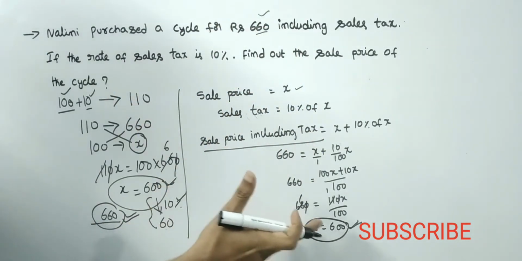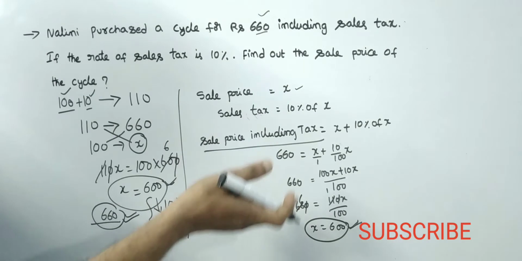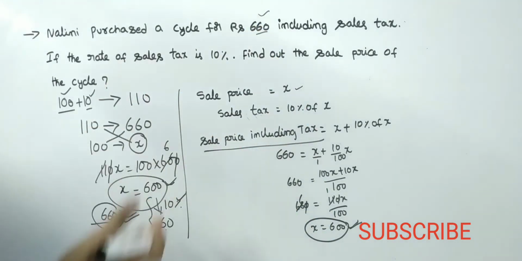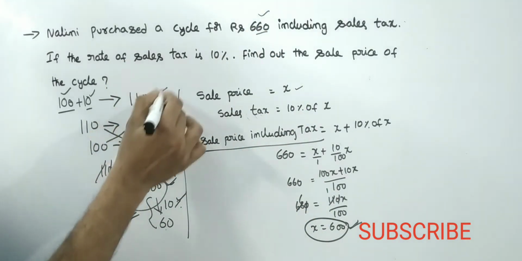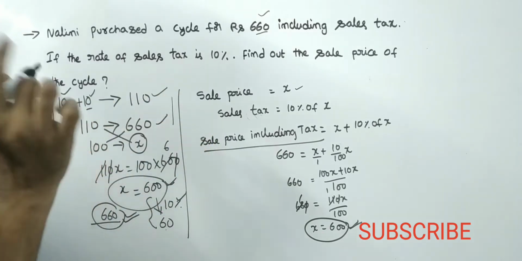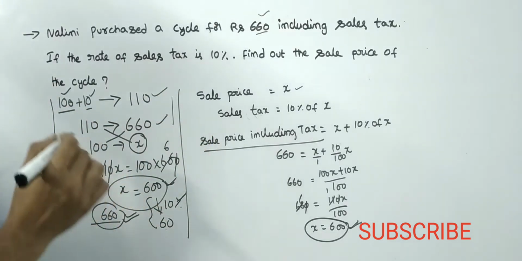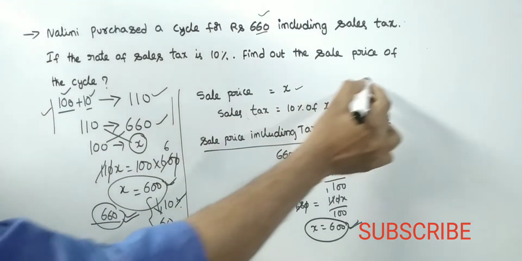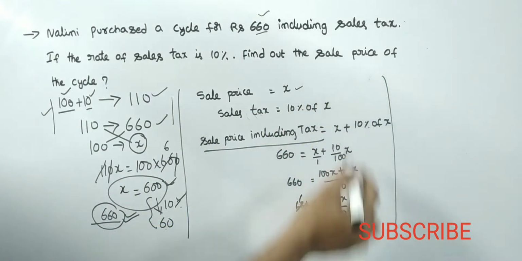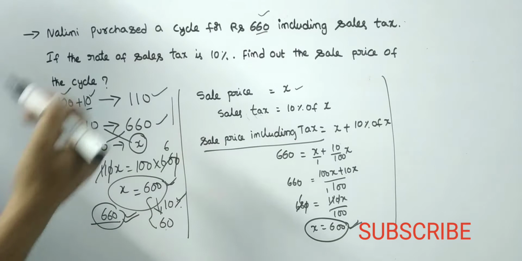Then the answer is 600. See friends, either way it is easy. Both are easy, but it is very nice. If you know the fundamentals and procedure, then it is very easy. Otherwise, as per procedure, we should know this one. If you know this one, automatically we will get this one also.